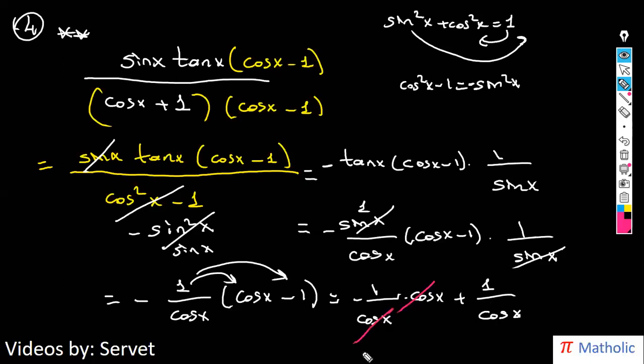So cosine cancels out. This can be written as negative 1 plus 1 over cosine, which is secant x. This was the last question. I hope you understood.